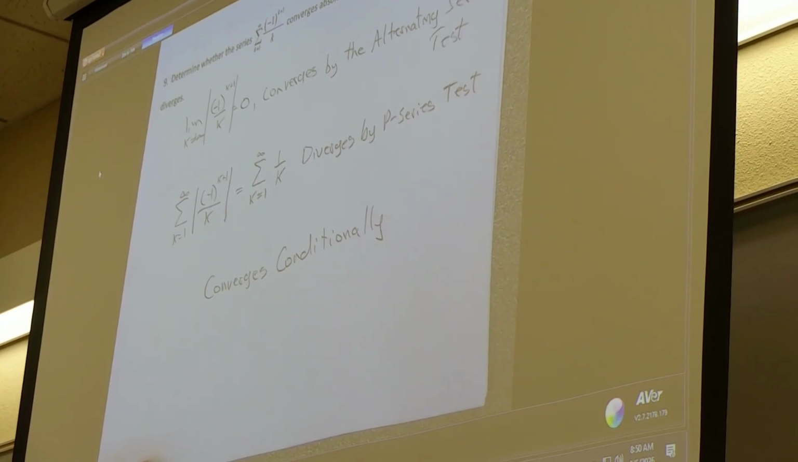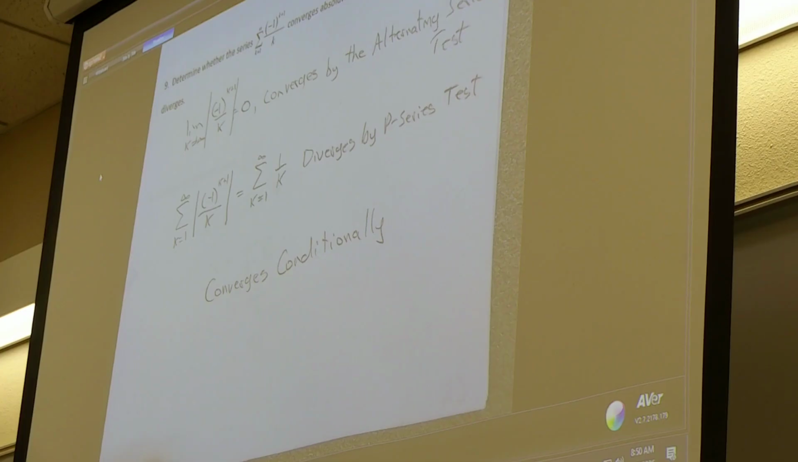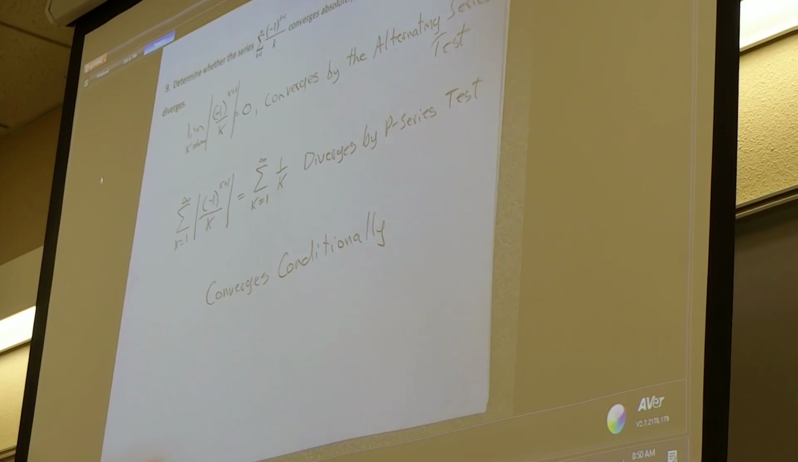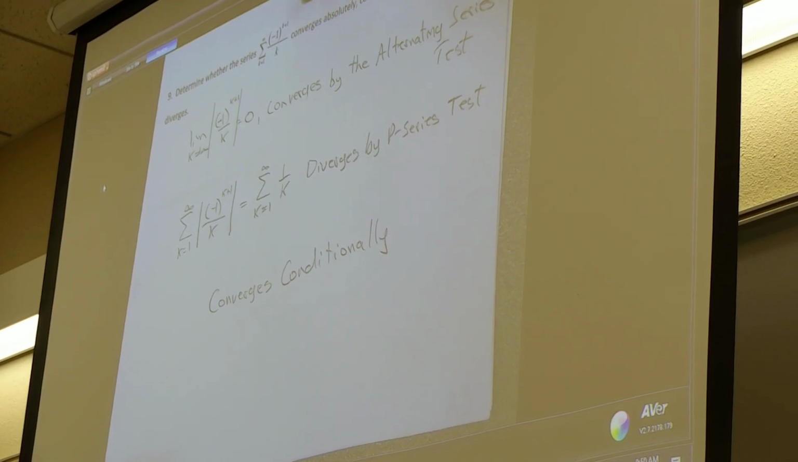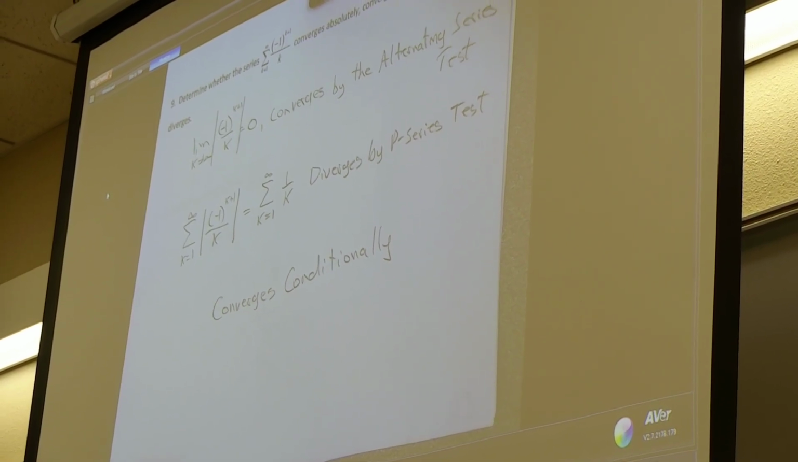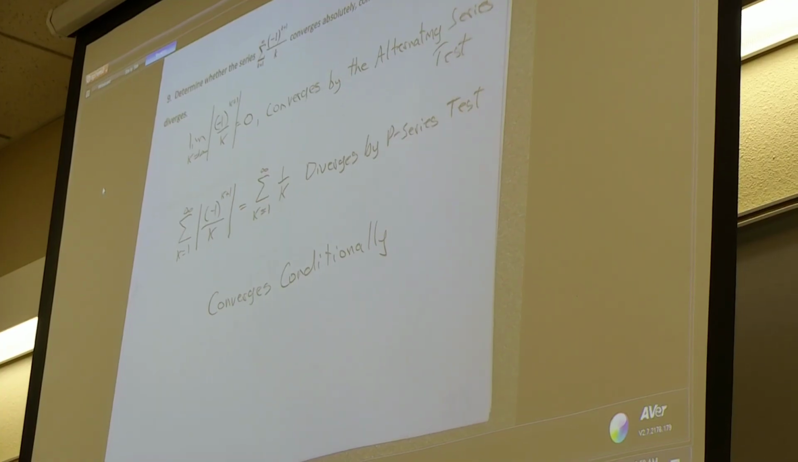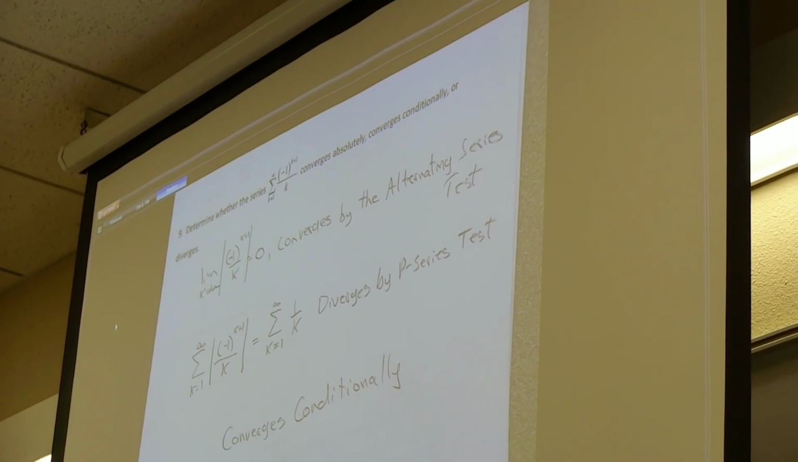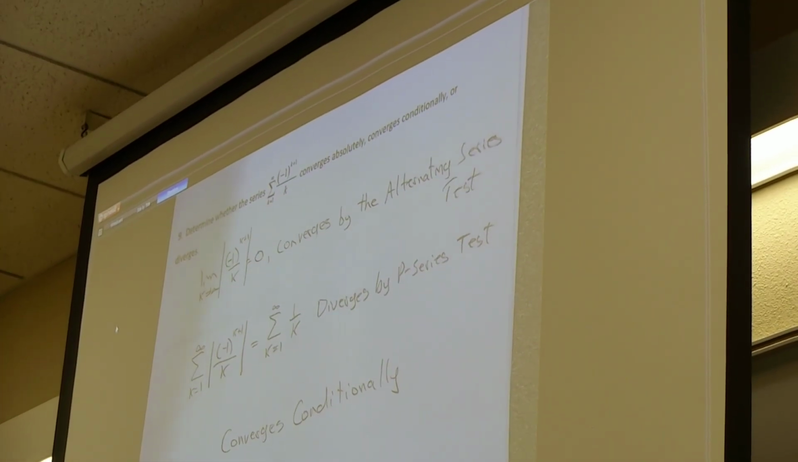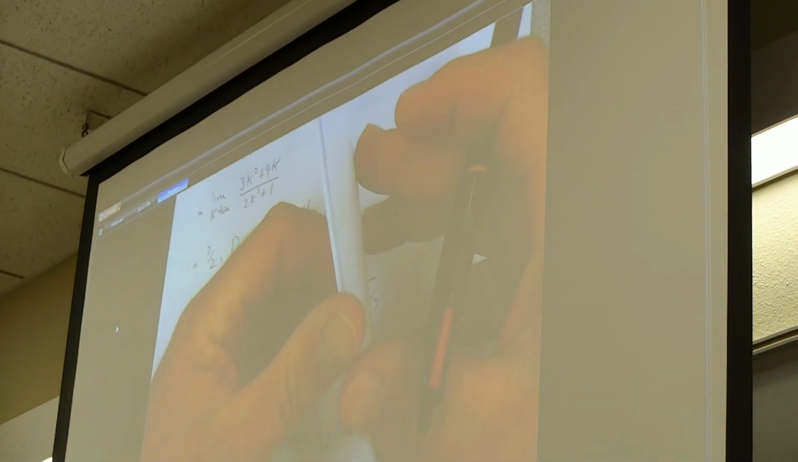That make sense? And what we have here is the alternating harmonic series. All right, that's alternating harmonic series. And it converges in alternating form, diverges in absolute form. That's number 9. That's it.